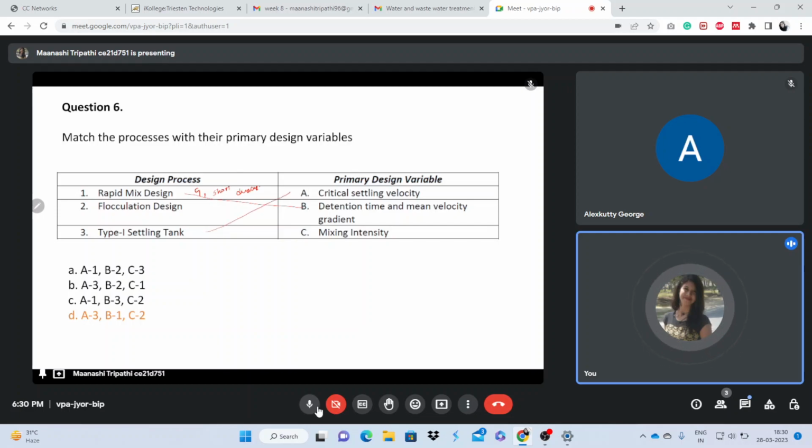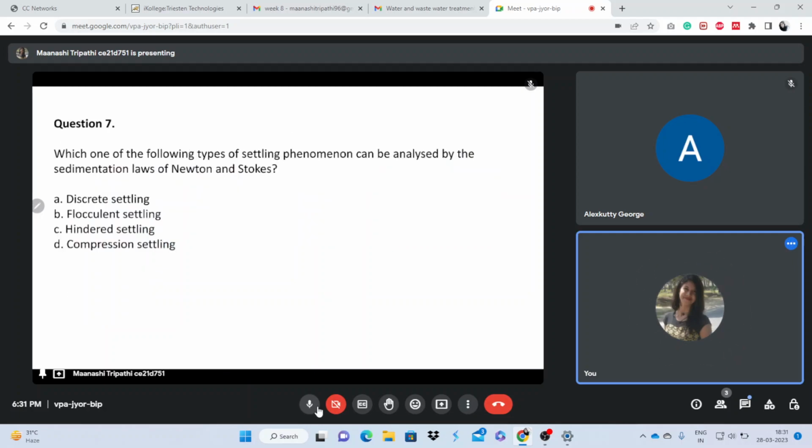And C is going with 2. Flocculation design is with mixing intensity. So here G values will be given, but for a very long time, and G will be very low, 20 to 80 per second, and for rapid mixing it's around 100 to 300. So that is the change here. We'll move towards the next question.